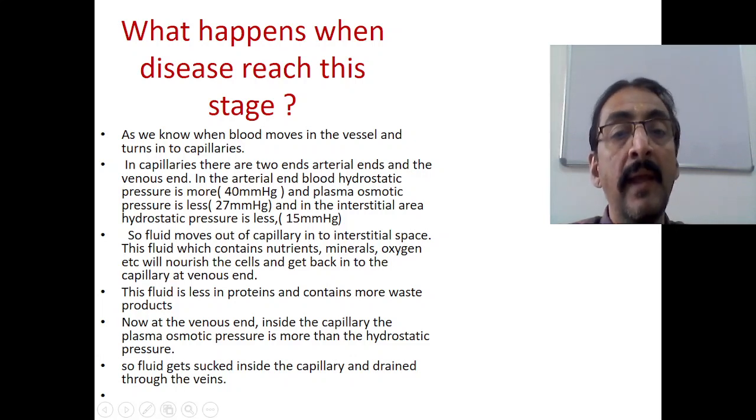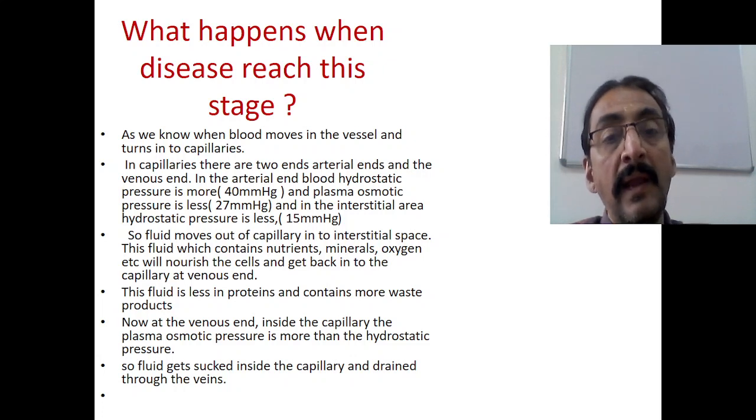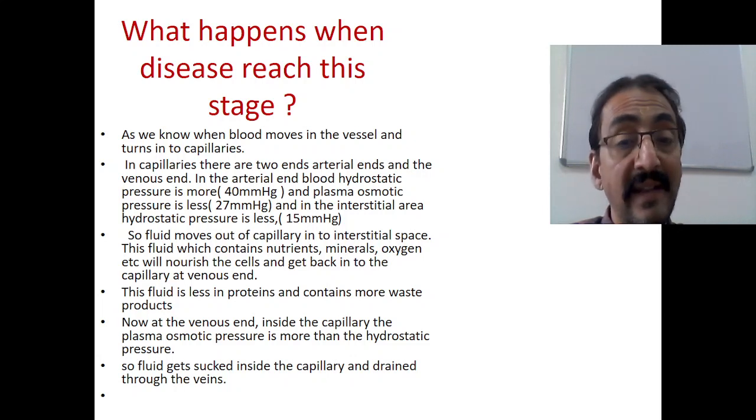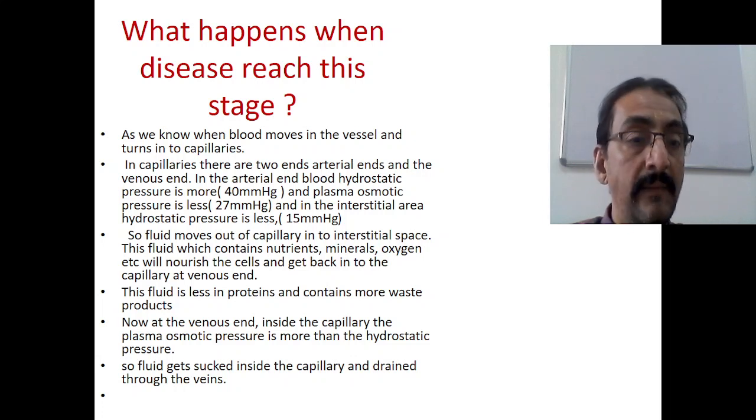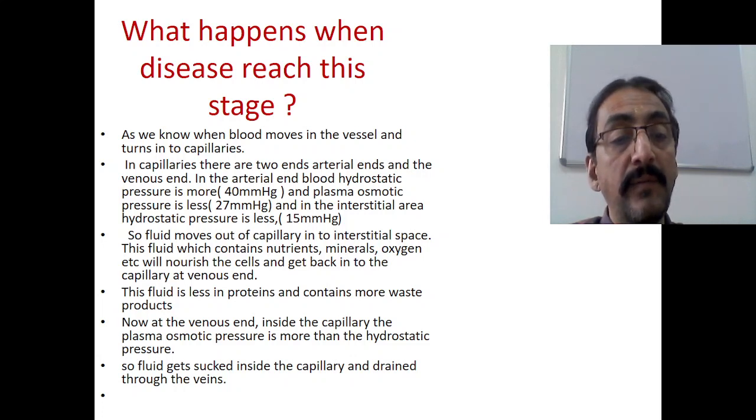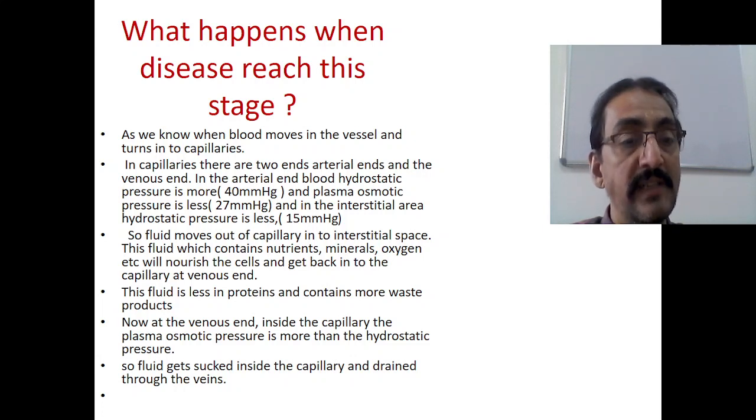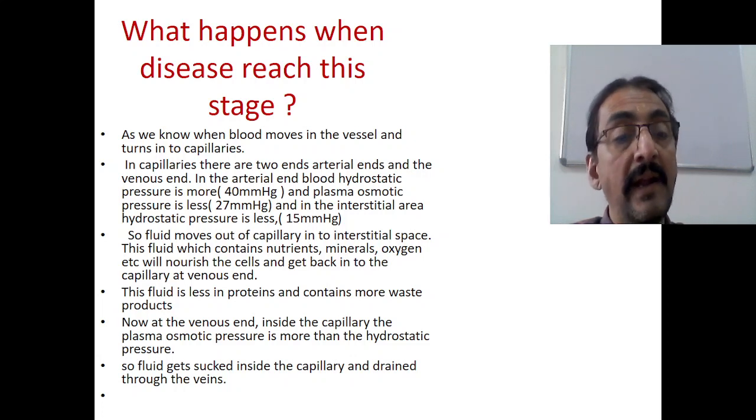This is the arterial end, and in the interstitial area the hydrostatic pressure is less, that is 15 mm of Hg. So what happens? The fluid moves out of the capillary into the interstitial space, from the higher pressure area to the lower pressure area, and this fluid, which contains nutrients, minerals, oxygen, etc., will nourish the cell and get back to the capillary at the venous end. This fluid is less in proteins and contains more waste products. At the venous end, inside the capillary, the plasma oncotic pressure is more and the hydrostatic pressure is less. So fluid gets sucked inside the capillary and drained through the veins. This is exactly what is happening in the normal condition.